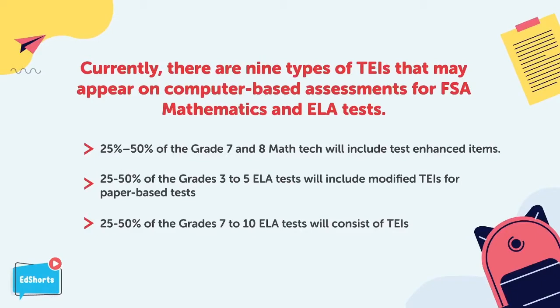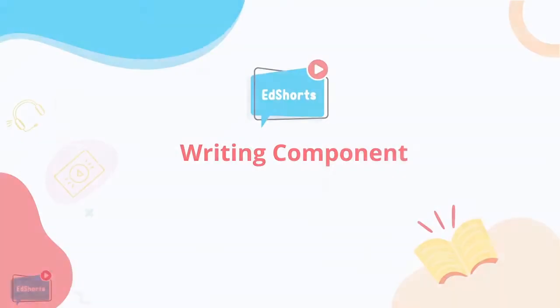Currently, there are 9 types of TEIs that may appear on computer-based assessments for FSA mathematics and ELA tests. 25 to 50% of the grade 7 and 8 math tests will include tech-enhanced items. 25 to 50% of the grades 3 to 5 ELA tests will include modified TEIs for paper-based tests. 25 to 50% of the grades 7 to 10 ELA tests will consist of TEIs.